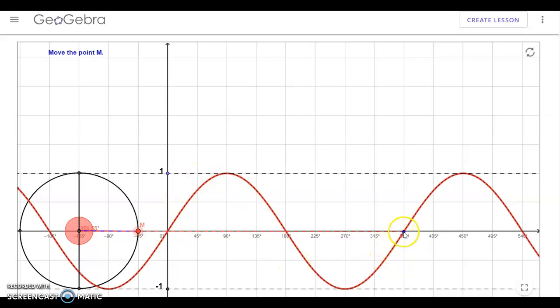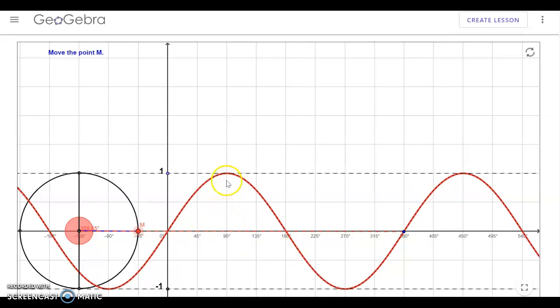Our sine value, our y, is 0, and we're at 0 degrees. So what we're saying is that curve, that sine curve, repeats itself every 360 degrees. And we would call that a period. So the period of our sine graph is 360 degrees. That's where it reoccurs.